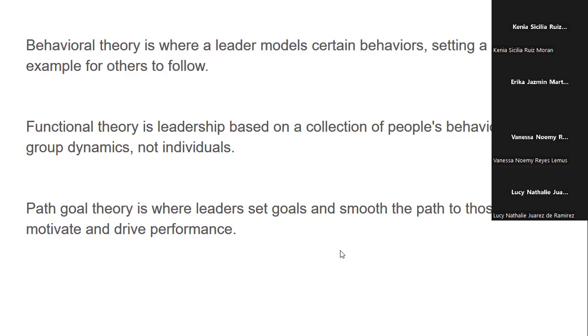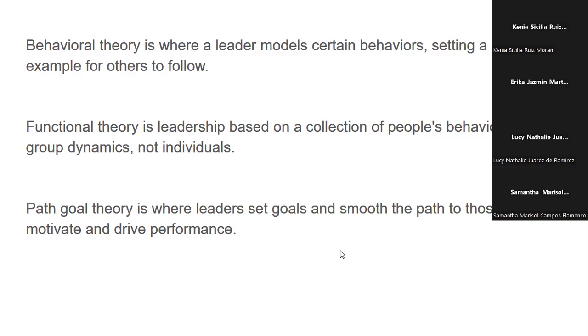The next one says functional theory. Is leadership based on a collection of people's behaviors and group dynamics, not individuals? I believe this is very easy to understand. So it's not going to focus on the individual, but on the group itself, how everybody in the department, for example, behaves. And the last one says path goal theory is where leaders set goals and smooth the path to those goals to motivate and drive performance.